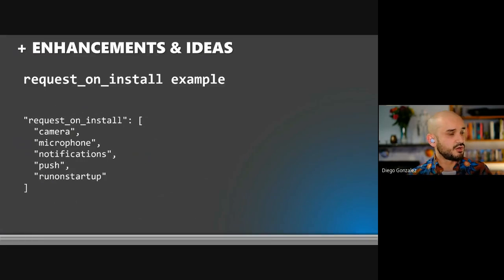This is how a snippet of code that would go in the manifest file would look based on the request on install. As an example, we could request camera, microphone, notifications, etc., and this can be reflected in the App Store listing of the web application.